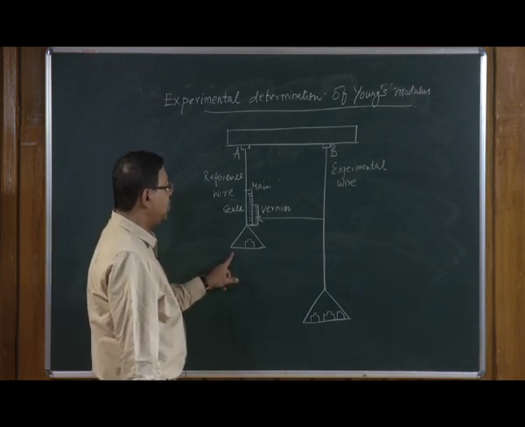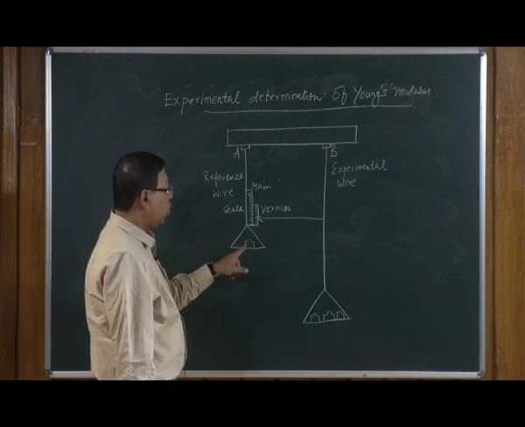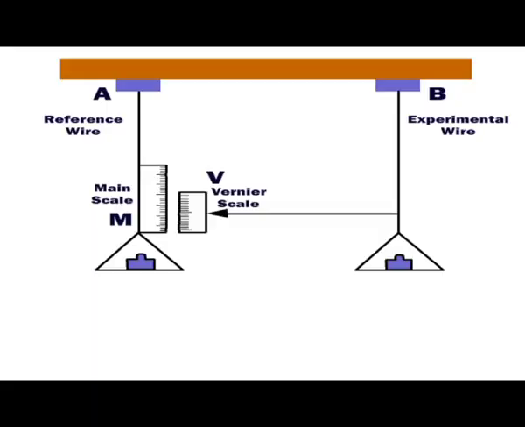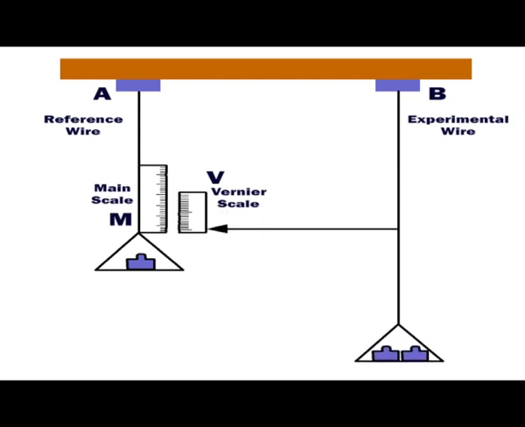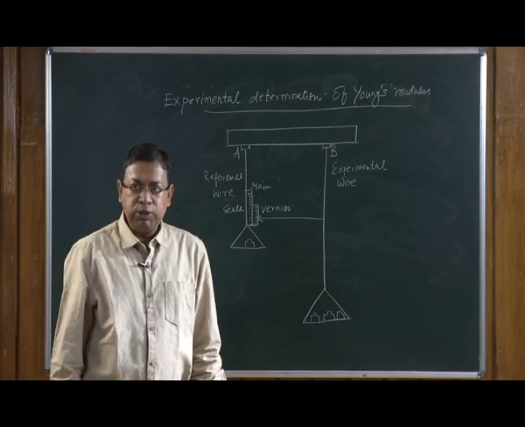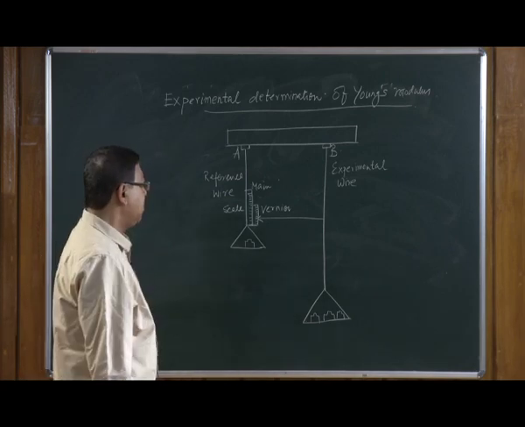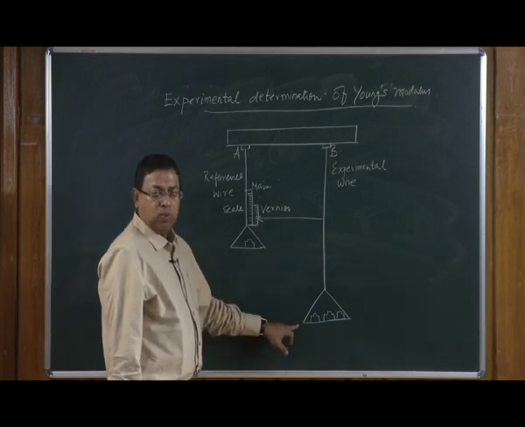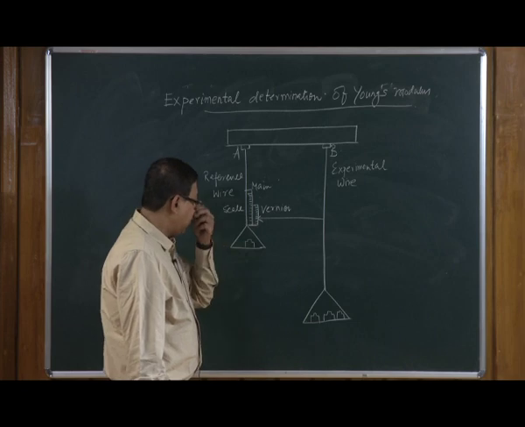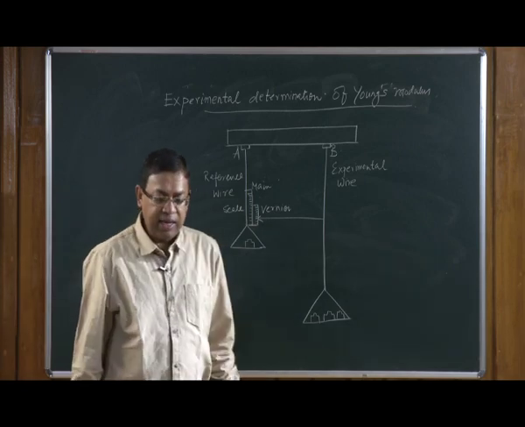So initially the meter reading is noted when the weight in both these wires, the reference wire and the experimental wire, are the same. Then the experimental wire is loaded with some more weights, which causes an elongation, and again the reading is noted. The difference between the two vernier scale readings, when they carry equal weights as compared to when they carry unequal weights, is taken as the elongation.